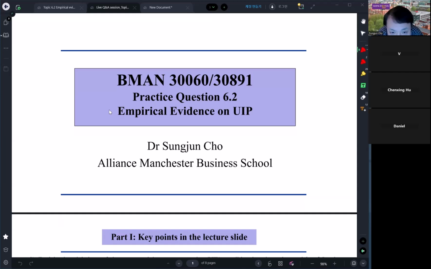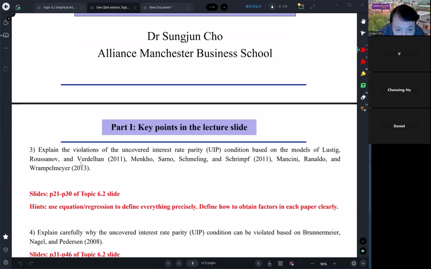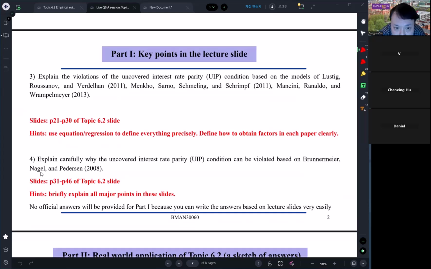Let's talk about practice question 6.2, empirical evidence on UIP part. For the CIP part, I solved the practice questions on CIP last week. So this week, this is just about UIP things. So part one, questions 3 and 4 are related to UIP. For example, question 3 says, explain the violations of the UIP based on the model of these three papers.